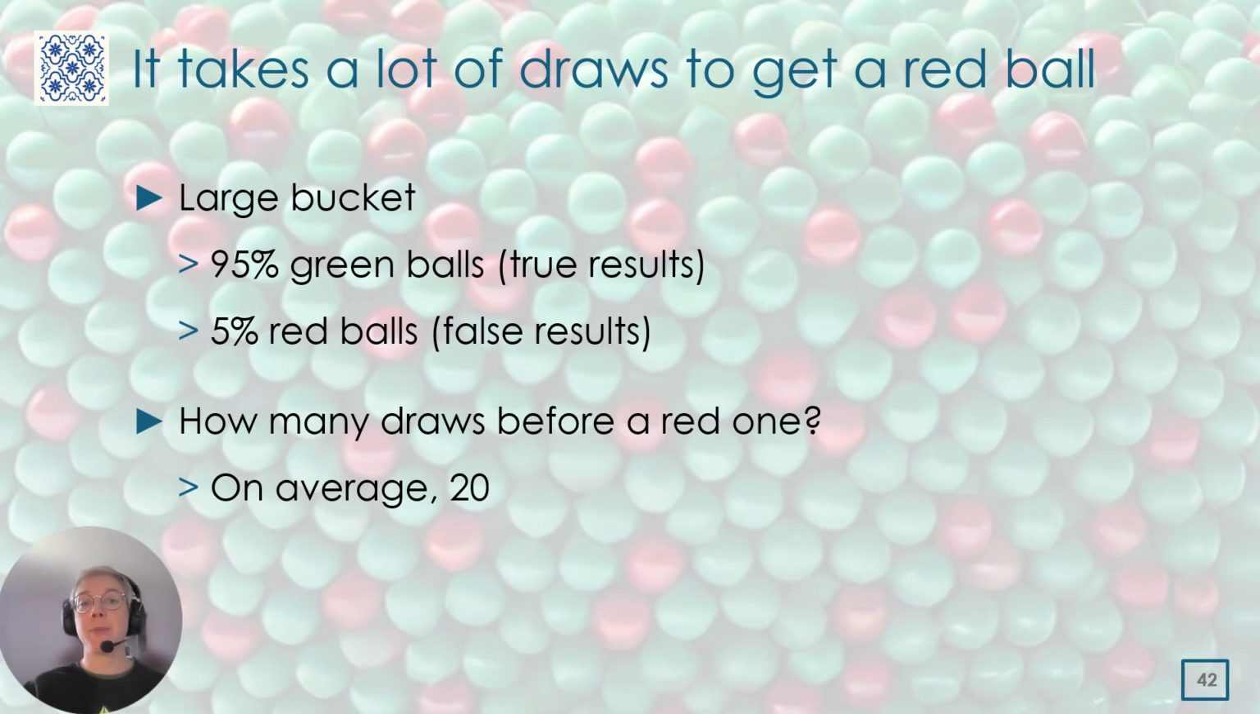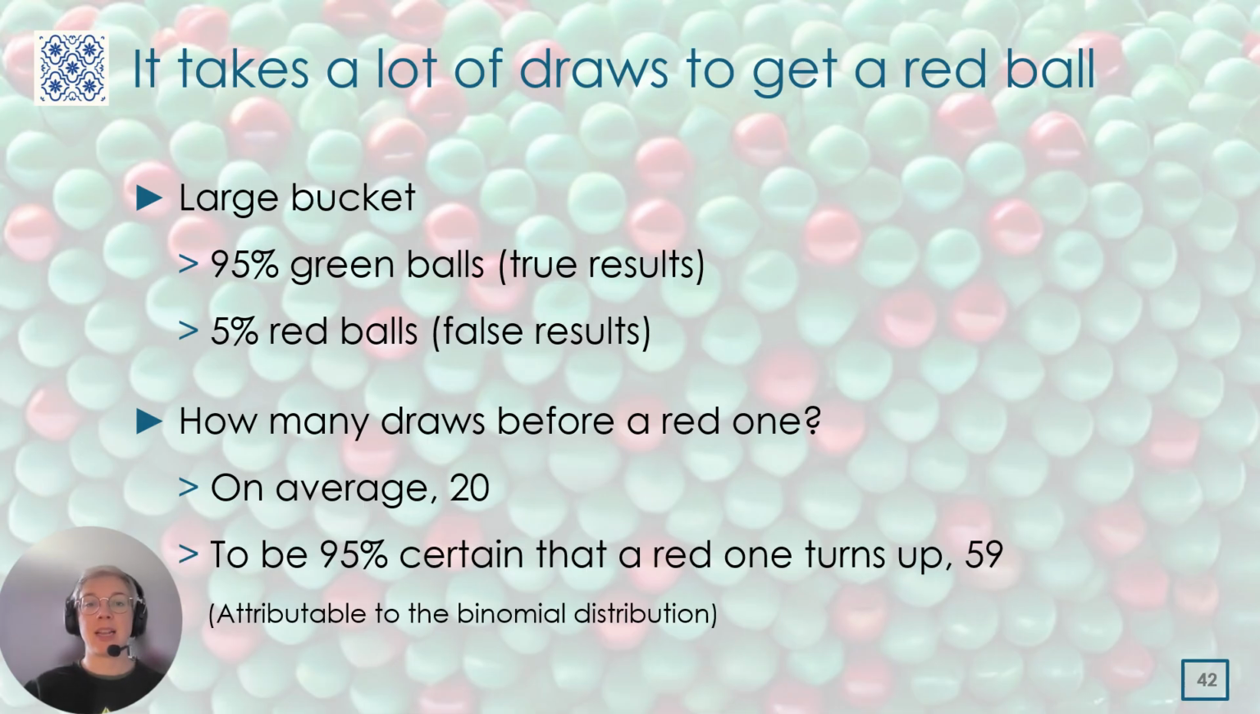In fact, if I want to be 95% certain that at least one red ball will turn up, I need to draw 59 balls. For the data nerds out there, the binomial distribution is the engine behind this whole thing. And so I'm sure you see where this is going. If you want to be 95% confident that your method has a 5% false result rate or less, you need to run 59 samples at each concentration.